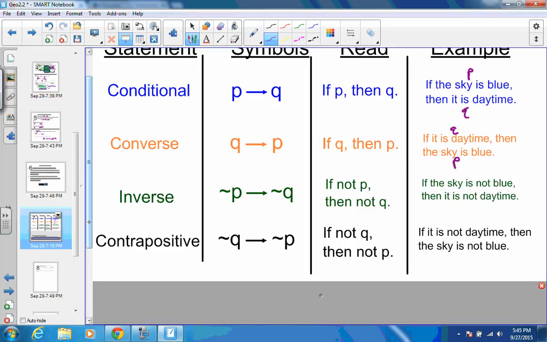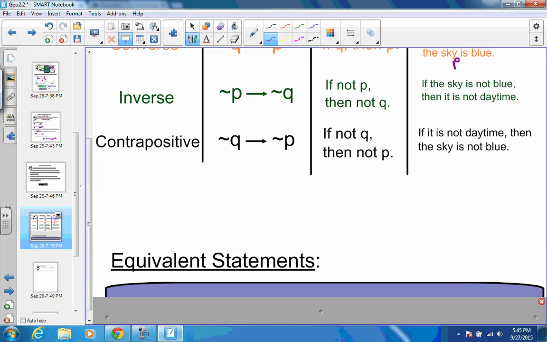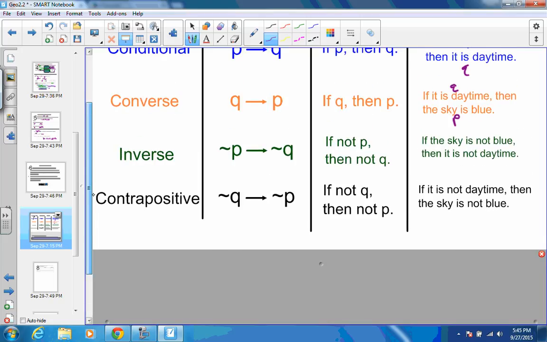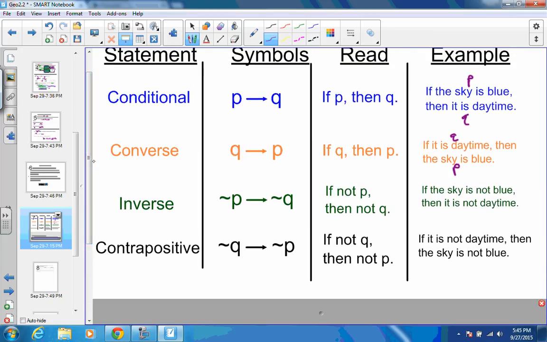Those are the different types of conditional statements. The four different types. We're going to do plenty of examples with those. But you need to know the difference between conditional, converse, inverse, and contrapositive.